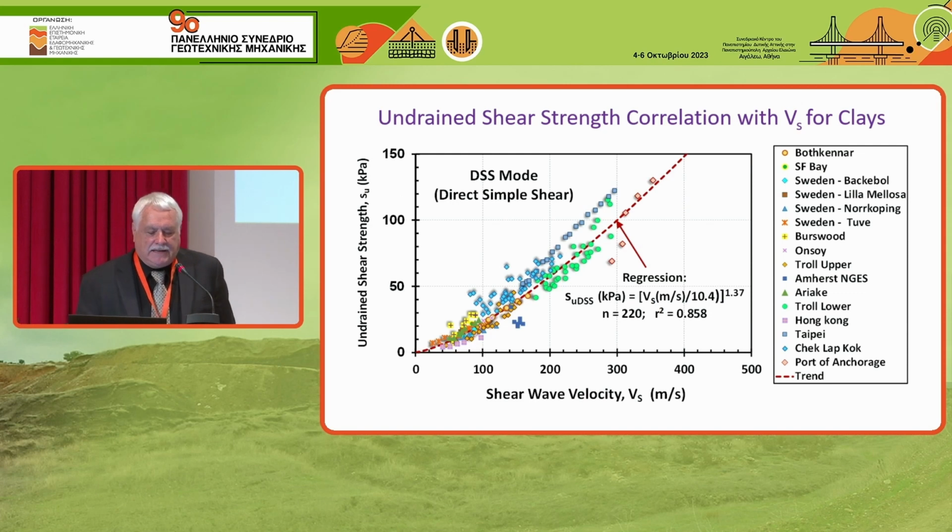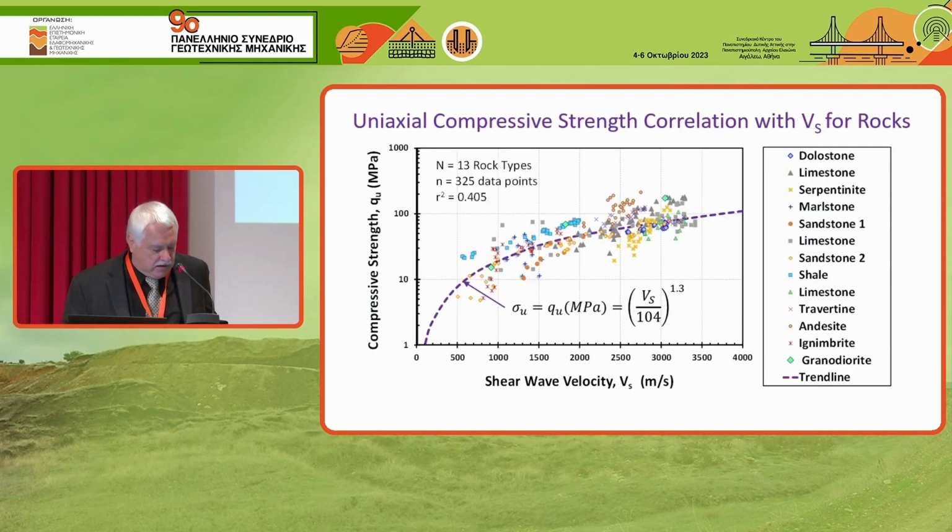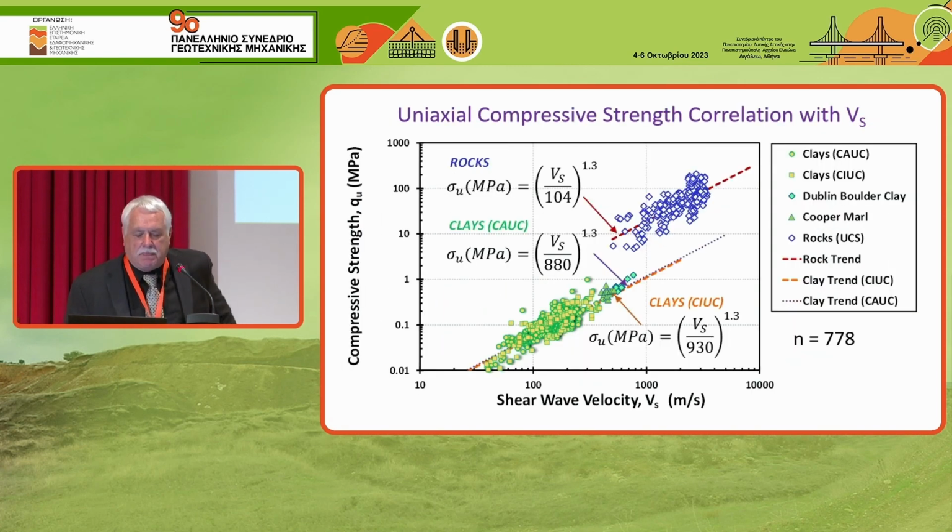You can relate the undrained shear strength to shear wave velocity, and this is for the simple shear mode. You see the data on the right, different colored dot, different symbol for each of those clays. And it's just an approximation. I think it's probably best not done just by itself, but if you had to get a quick estimate of the DSS undrained shear strength, here's one way to do it.